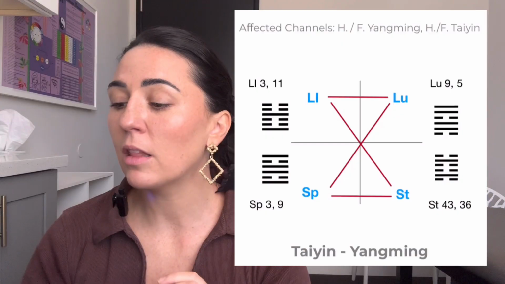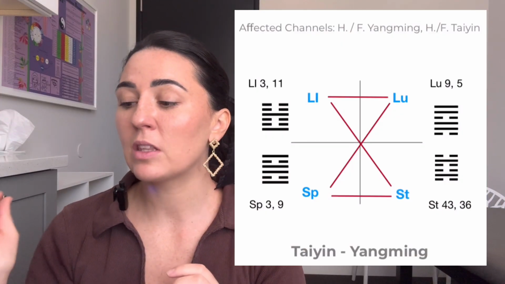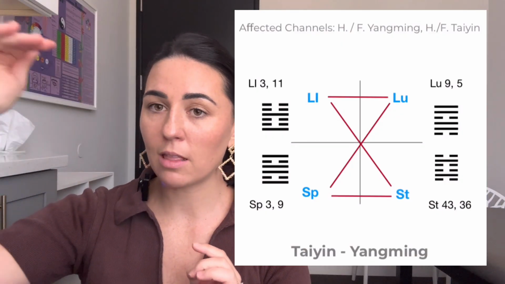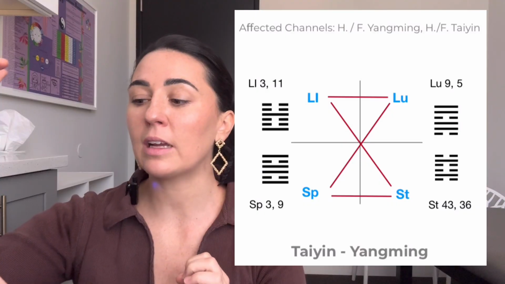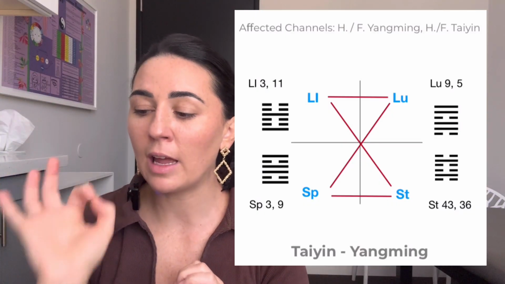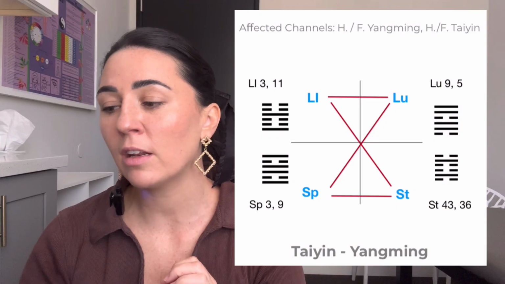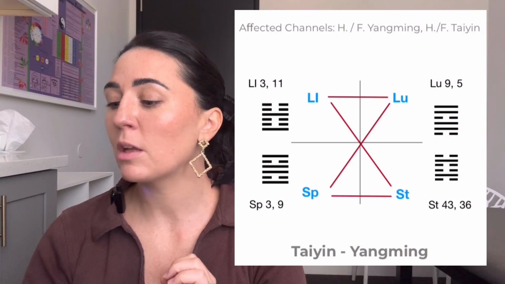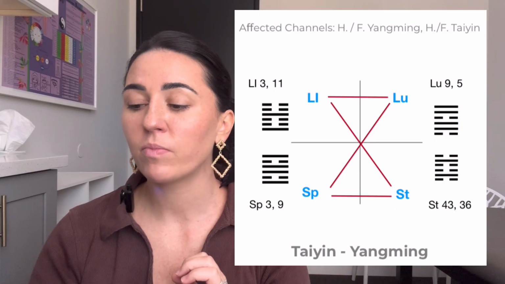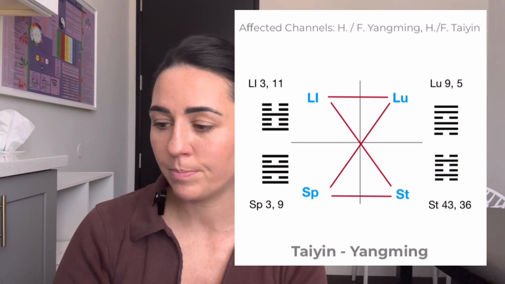So again, looking at the lung and then the stomach, it's the third and then the sixth line that needs to be connected. And so you would again needle those ones. And so that's how we came up with LI 3 and 11, lung 9 and 5, stomach 43 and 36, and spleen 3 and 9. That's the very quick version, and I'm going to break all this down so much more.